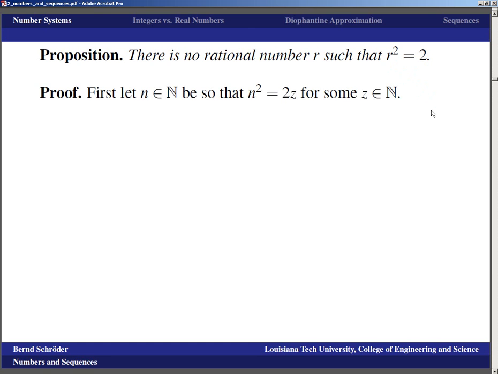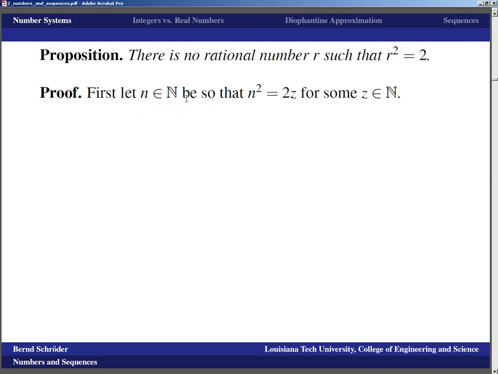Well, how do you prove that? Okay, we take n element of N. Feel free to use what is called set notation, so n element of N just means that n is a positive integer. First we're going to talk about a natural number whose square is twice another natural number.